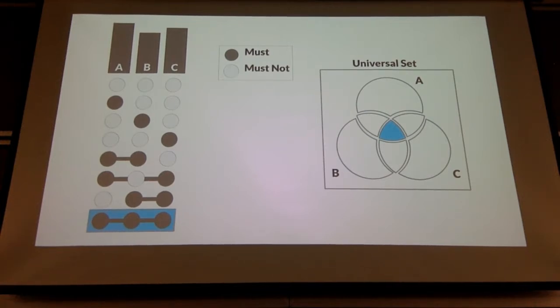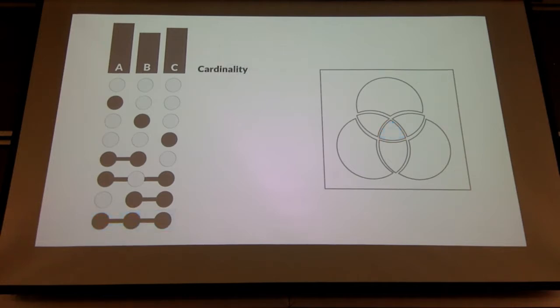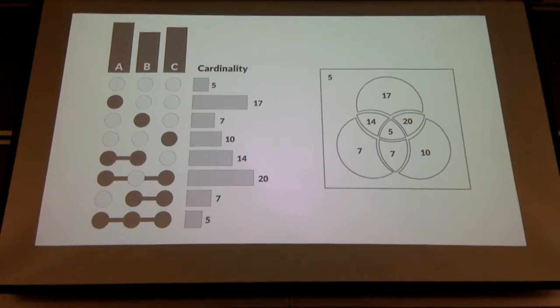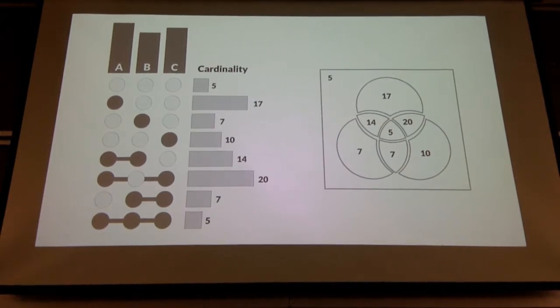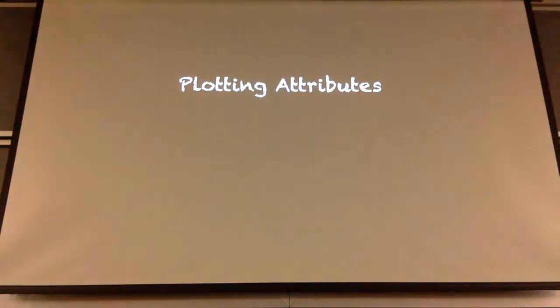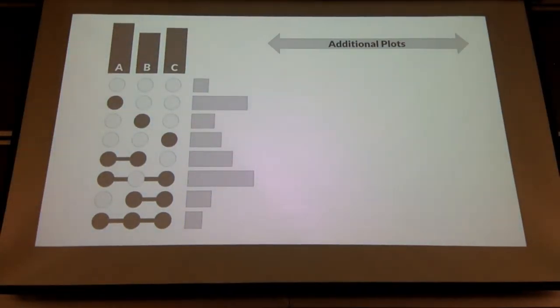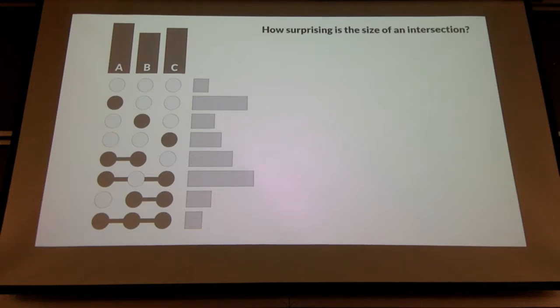So what's nice now is we have a matrix that identifies each of these intersections, and then we can very easily plot the cardinality of each of these intersections. So now we have a very quantitative approach to that, and we can clearly see that 20 is bigger than 17, even if we didn't actually label it. So the nice thing about this is that I can also easily plot attributes now. I can actually visualize how surprising is the size of an intersection.